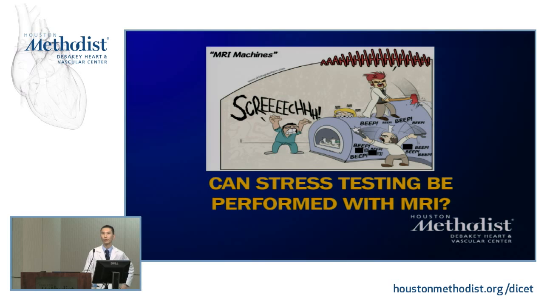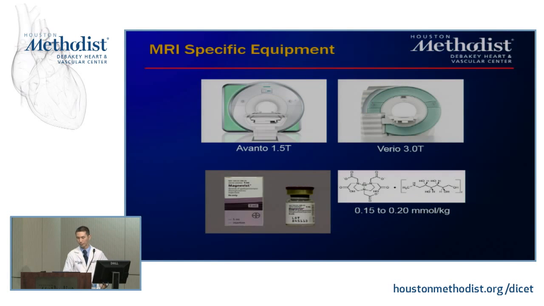So now that I've covered the basics of stress, I'd like to move on to why you all are here for this talk: whether or not stress testing can be done with CMR. What do we need to do stress testing with CMR? Obviously, we need a magnet, so we need scanners capable of acquiring MRIs. And of course, we need gadolinium, because this lets us do perfusion imaging and see the relative blood flow going through the different walls.